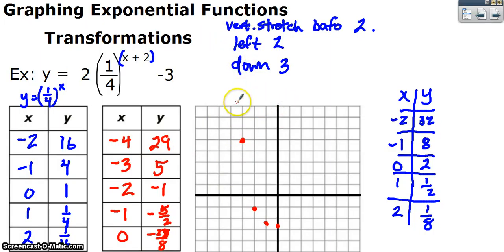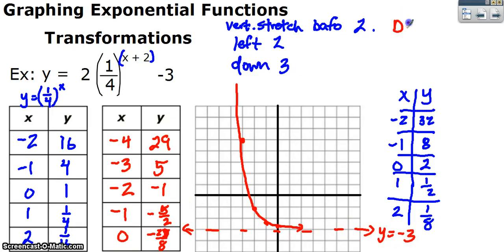All right, so we can see our exponential decay if we draw our smooth curve going through these points, like this. And then it's going to kind of flatten out right here at the end. And now our asymptote has moved. It's normally at 0, but this down 3 has caused it to move to -3. So there's our asymptote, y equals -3.